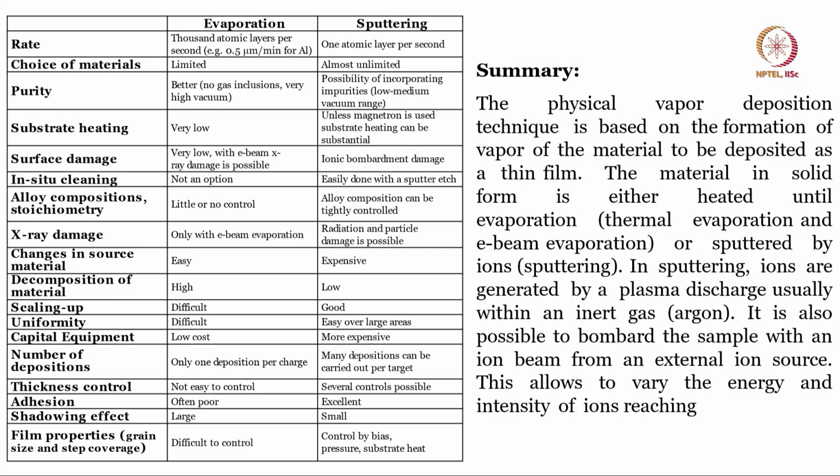So, in summary, physical vapor deposition is a technique based on formation of vapor of the material to be deposited onto a film. The material in solid form is either heated until evaporation or sputtered by ions. In sputtering, ions are generated by plasma discharge, usually with the inert gas, which is mostly argon. It is also possible to bombard the sample with an ion beam from external ion source. This allows to vary the energy and intensity of ions reaching the target.